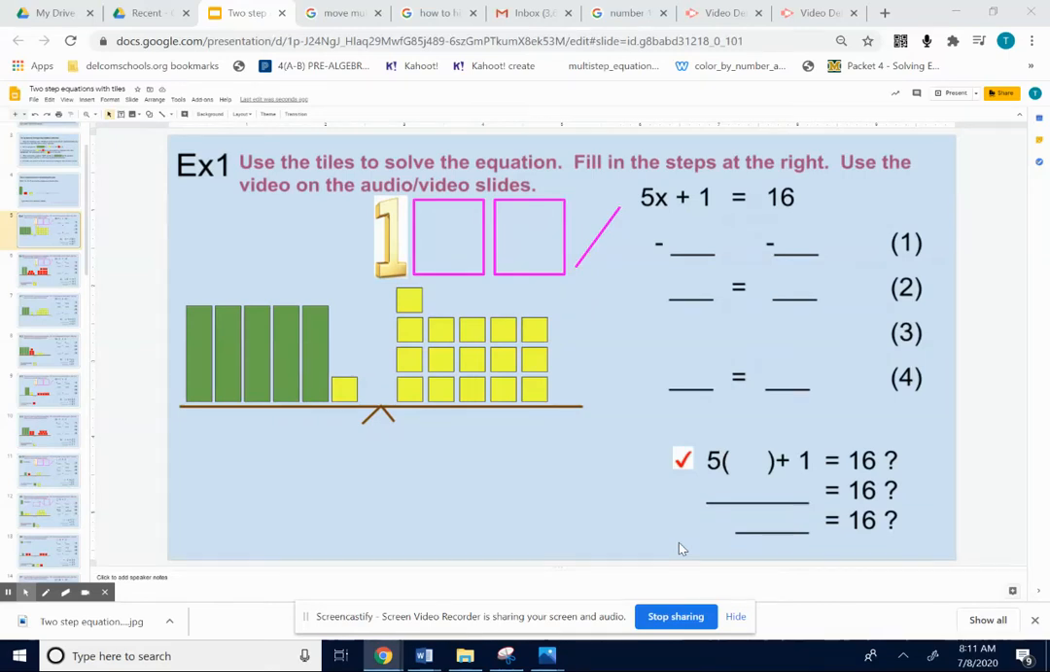Okay, in this lesson, I wanted to go over the steps for solving two-step equations like we just talked about. But I want you to see the visuals that we worked on the other day. I want you to see the connection. Okay, so we have 5x plus 1 equals 16.